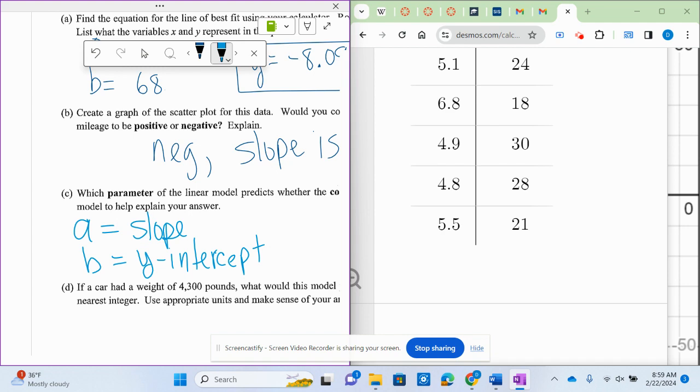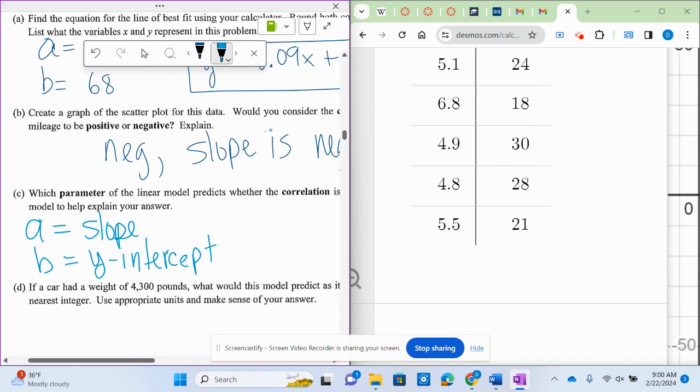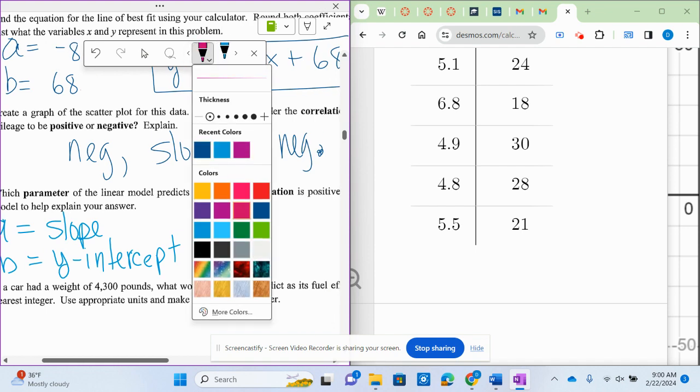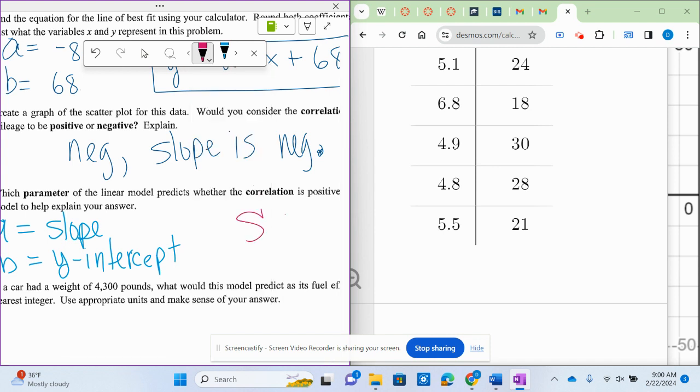It says which of those parameters of the linear model predicts whether your correlation is going to be positive or negative. Is it the y-intercept that tells us if we're going to have positive or negative correlation, or is it our slope? It's our slope. We've said that like 100 times, but let's write it down. The slope determines our correlation.